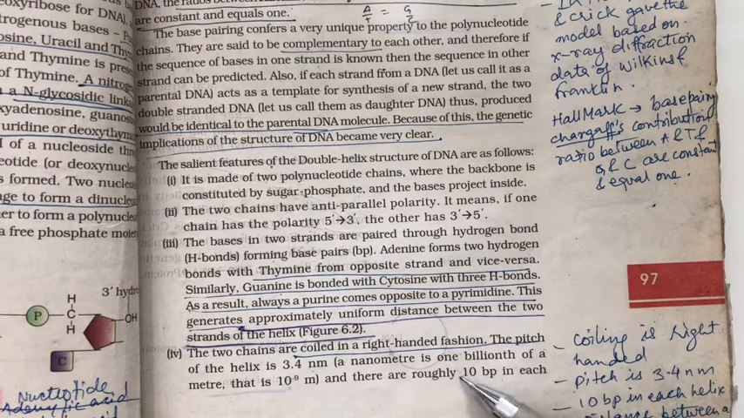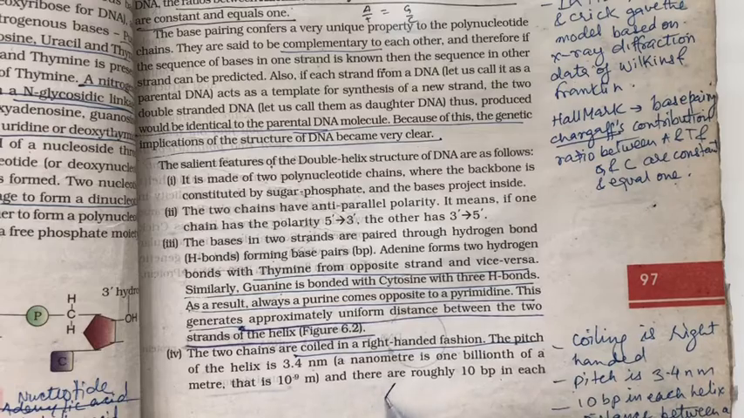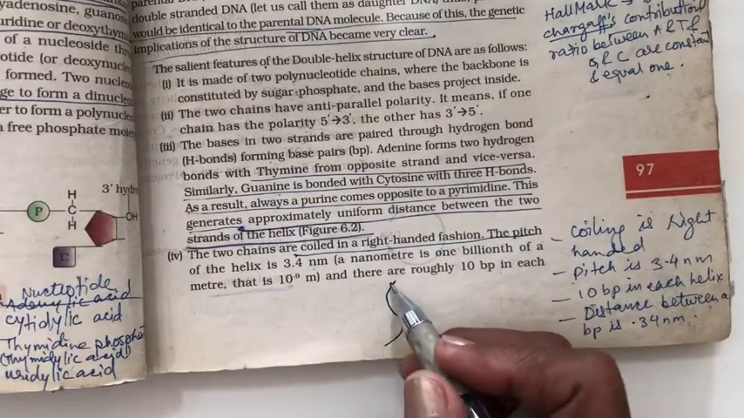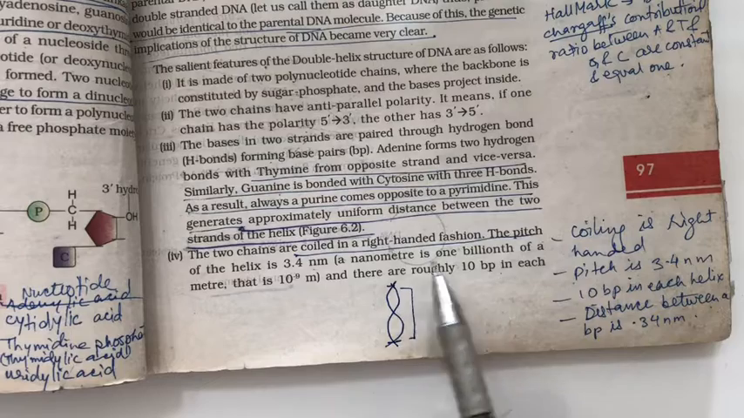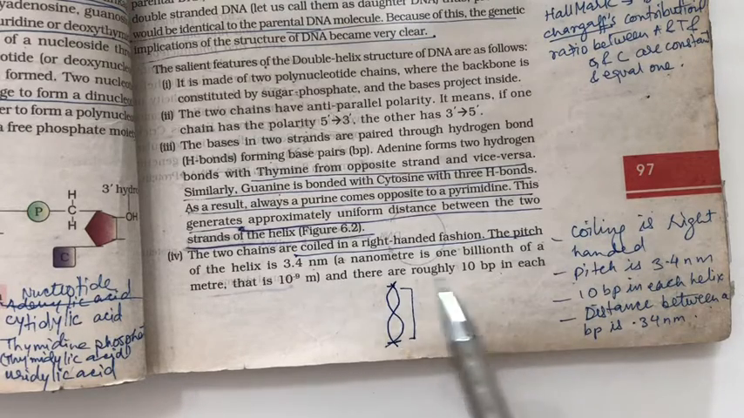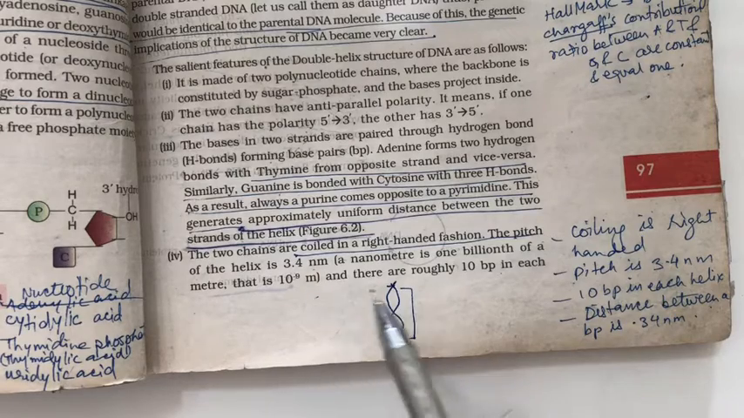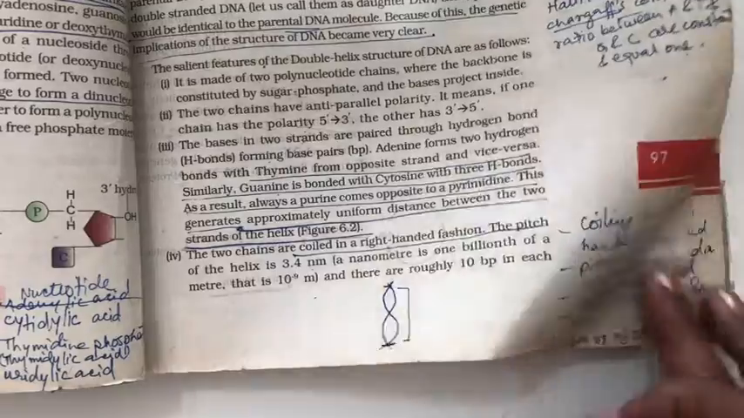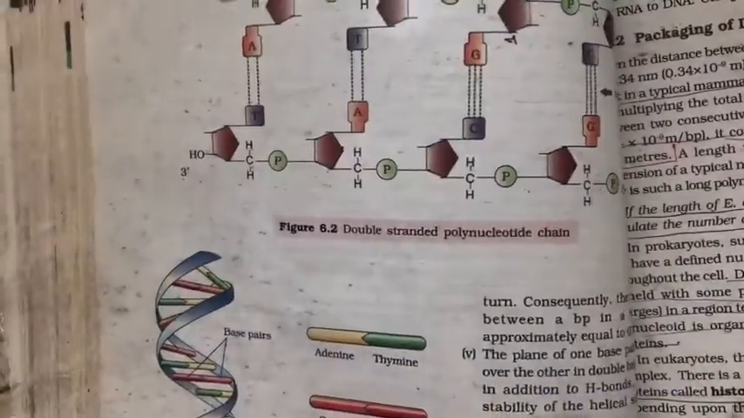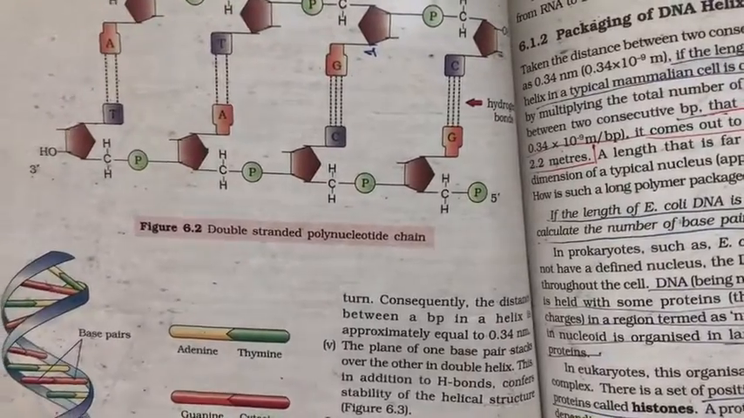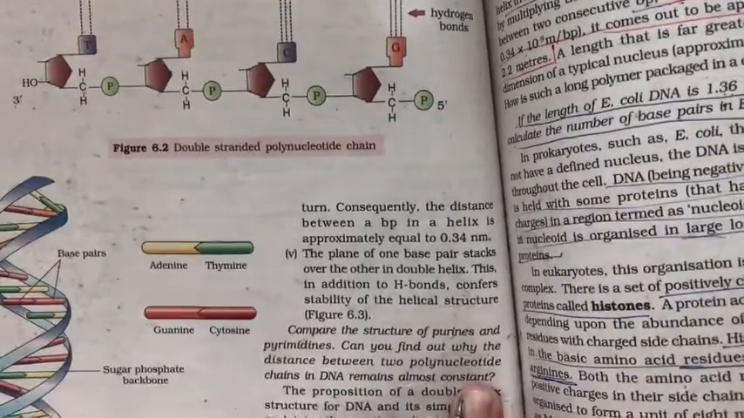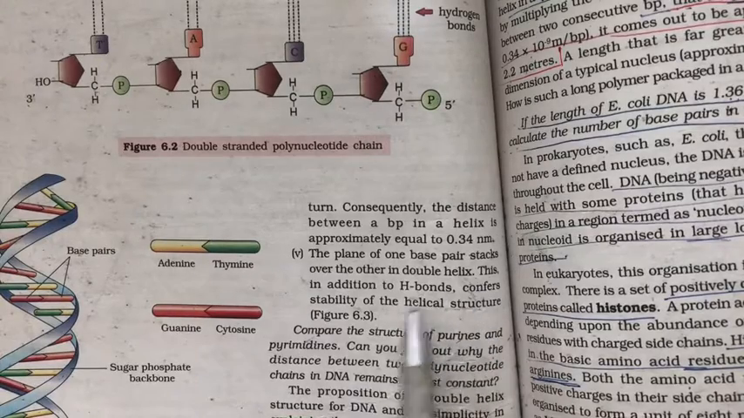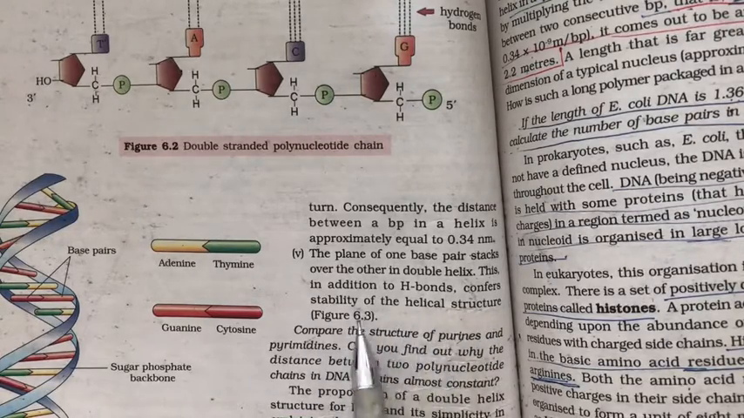Then the two chains are coiled in a right-handed fashion. The pitch of the helix is 3.4 nanometer. Pitch means I'm talking about one helix turn, from this to this. The pitch of the helix is 3.4 nanometer, where 10 to the power minus 9 meter is 1 nanometer, and there are roughly 10 base pairs in each helix turn. The distance from one base pair to another is 0.34 nanometer. The plane of one base stacks over the other in the double helix, and this, in addition to hydrogen bonds, confers stability to the helical structure.